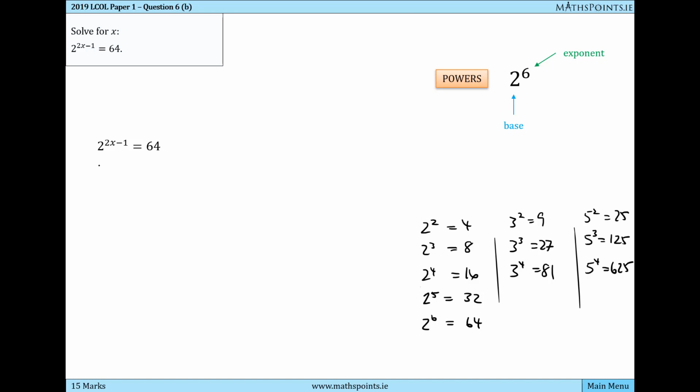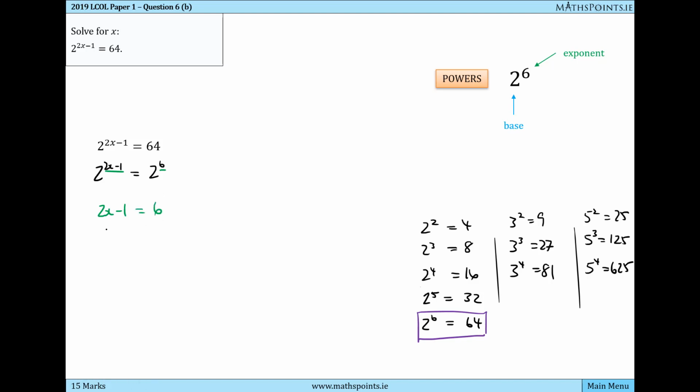So going back to the question we have, on the left hand side we have 2 to the power of 2x minus 1. And on the right hand side I'm going to turn 64 into 2 to the power of 6. As this is an equation, we can see that the left hand side is equal to the right hand side, and because the two base numbers are the same, the exponents on each side must be the same. Therefore, 2x minus 1 must be equal to 6.